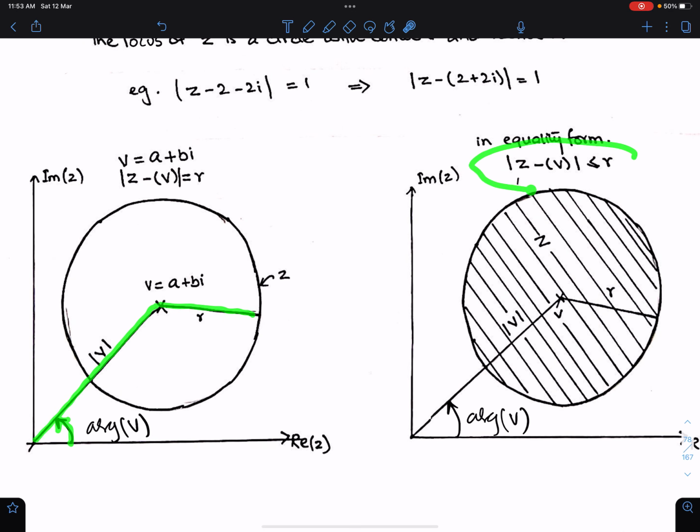Here we have an inequality and there is a lesser equal sign. So we have to shade inside the circle because z is either on the circumference or inside the circle.